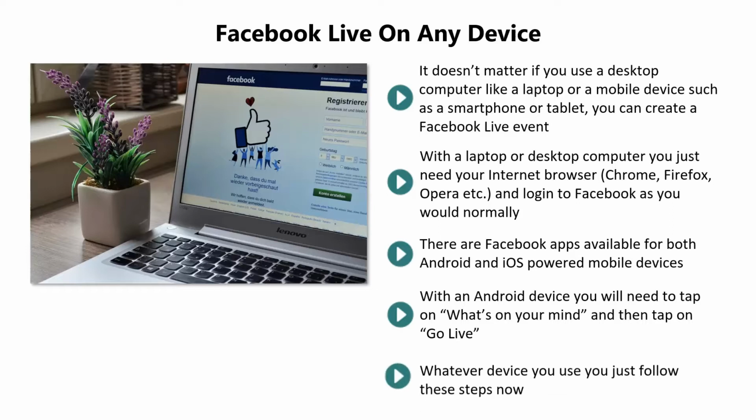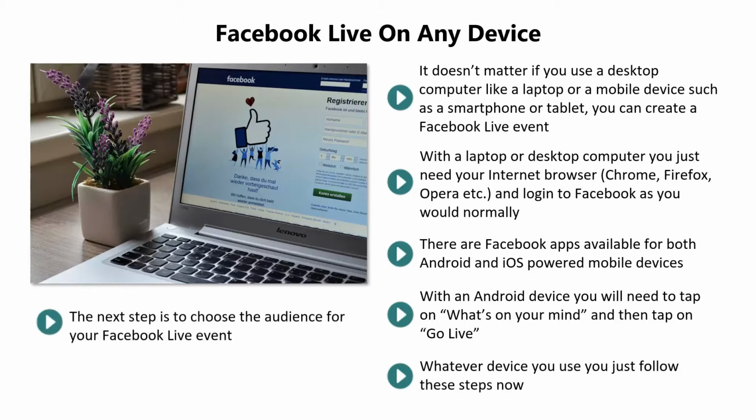You will need to give your live event a name and provide a description about it. This is optional but recommended. You can also upload a video thumbnail. The next step is to choose the audience for your Facebook Live event. Click or tap on Next, and when you are ready to go, just click or tap on Go Live.